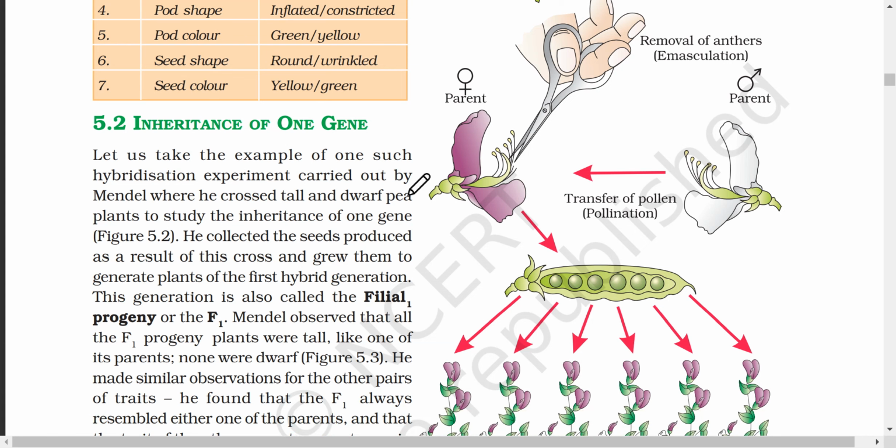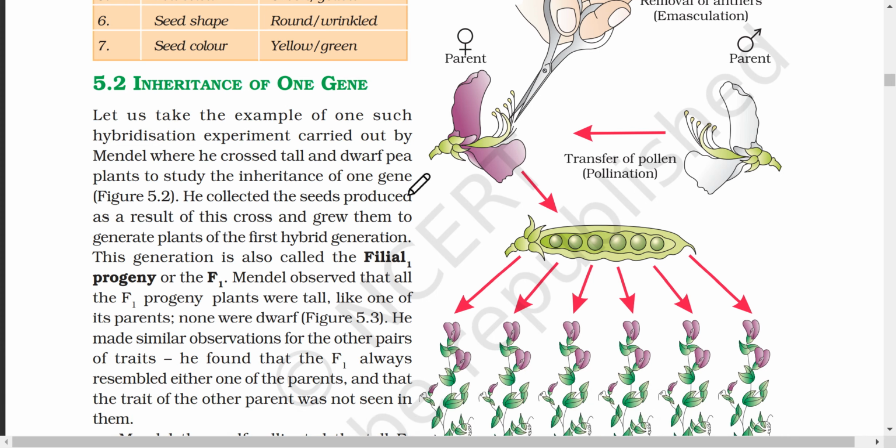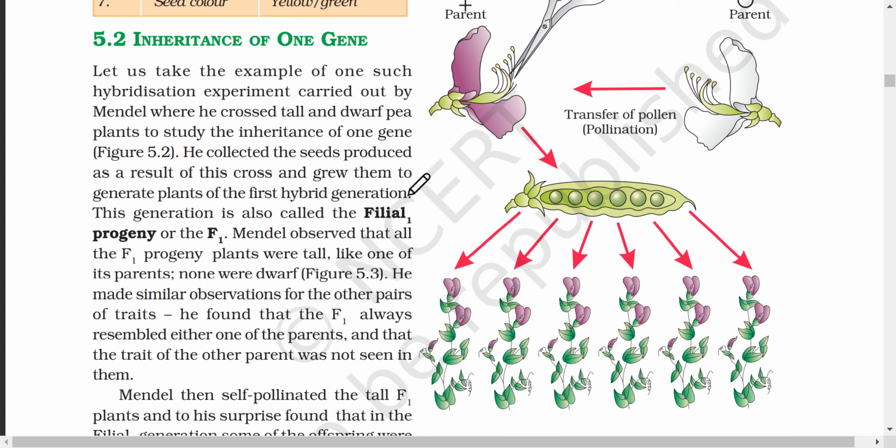Now, inheritance of one gene, when you talk in terms of a single gene, fine, तो हमारे पास monohybrid crosses आते हैं. We'll just see it right now. Let us take the example of one such hybridization experiment carried out by Mendel, where he crossed tall and dwarf pea plants to study the inheritance of one gene. अब उसने क्या लिया? Height का gene ले लिया, height का inheritance देखा. So he just took pea plants which were differing in their heights.